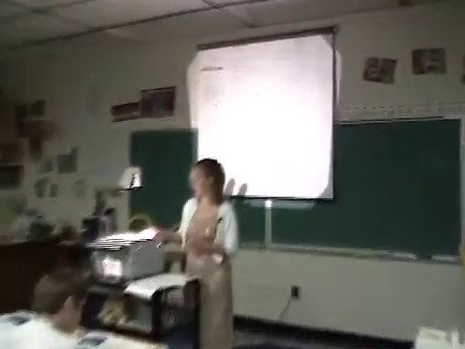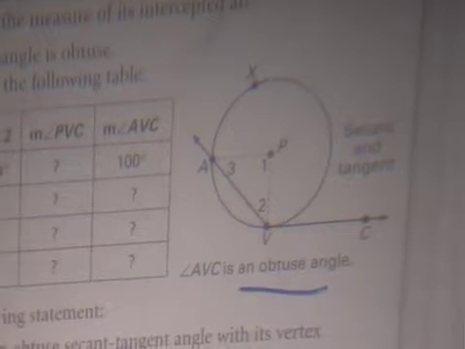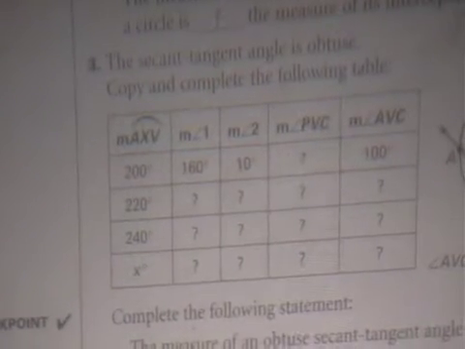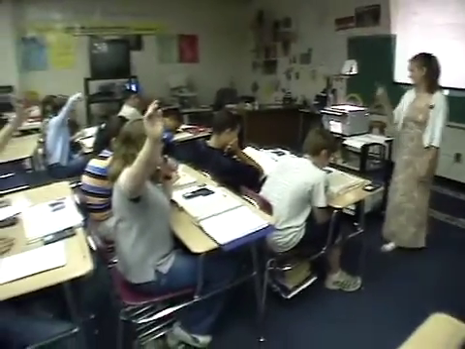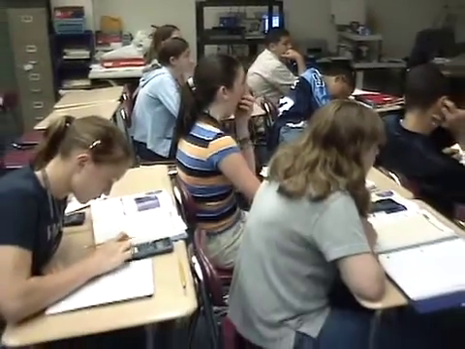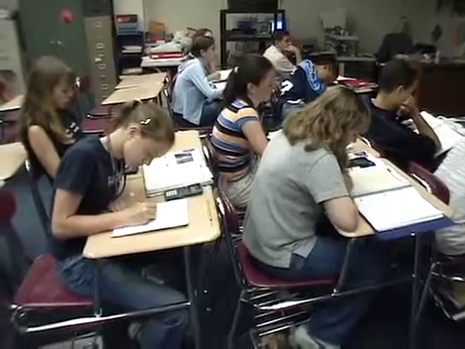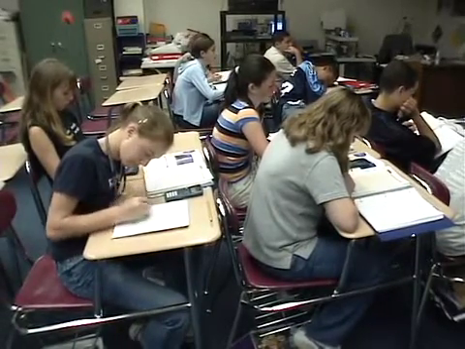This one was a little bit more tricky. You might have had a little bit more trouble doing this one. If it's obtuse, they give you AXV around this way as 200 degrees, and they come up with the measure of angle 1 being 160. How do you think they got that? A whole circle is 360 degrees, so you have 360 minus 200. That leaves you with 160. So that gives you angle 1.